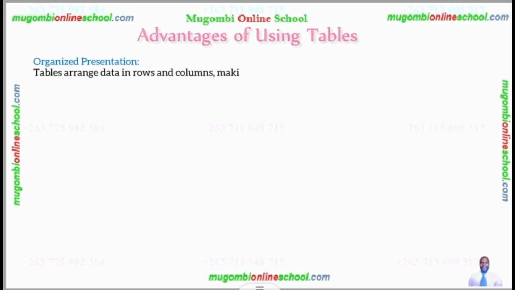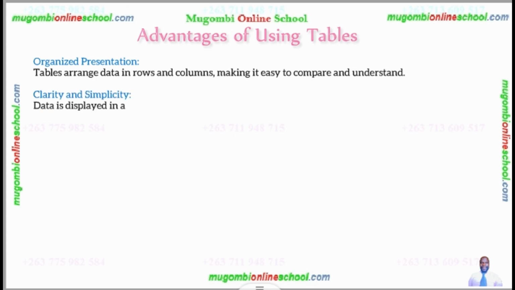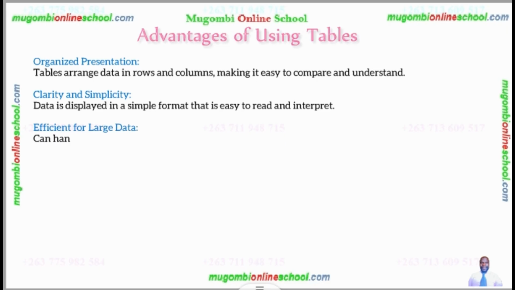Tables arrange data in rows and columns, making it easy to compare and understand. Point number 2, there is clarity and simplicity, which means data is displayed in a simple format that is easy to read and interpret. Advantage number 3, efficient for large data. Tables can handle large amounts of information neatly without clutter.